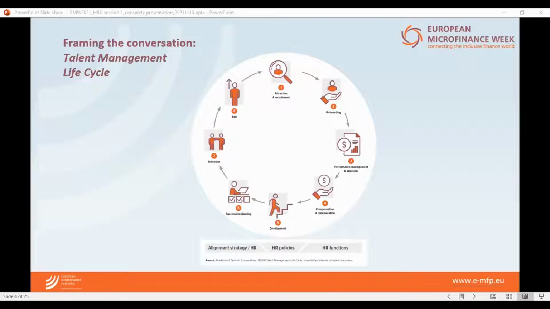So yes, the talent management lifecycle is a tool that has been developed in 2018 by ADG to systemize the elements of human resource management. And well, from our work with microfinance institutions worldwide, we've actually learned one thing, and that is HR is a key success factor for microfinance institutions. And why is this? Because they are service sector organizations.